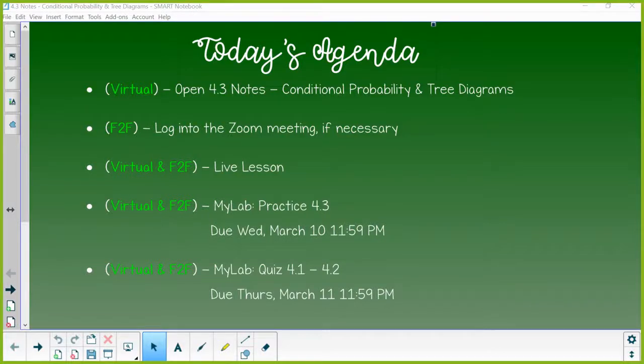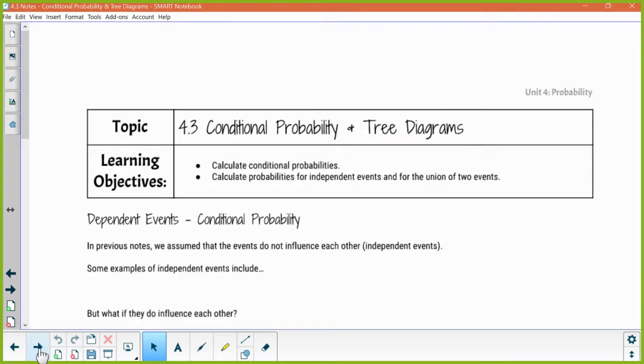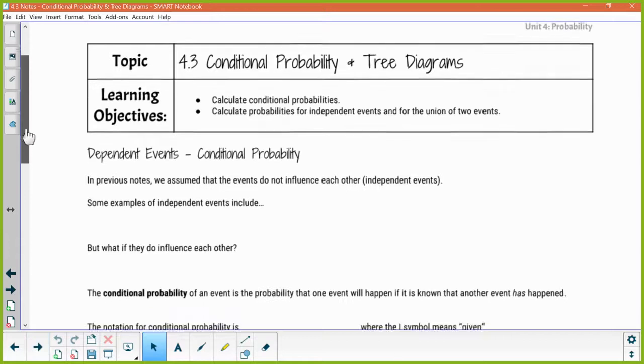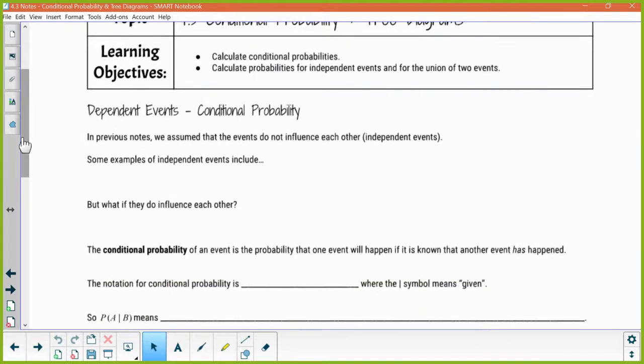Okay, so we are going to be looking at conditional probability and tree diagrams. The nice thing about what we are covering in this first half of Unit 4 is it's all very similar to what you've seen before. Not seen formally, but you've kind of experienced it in other math classes.